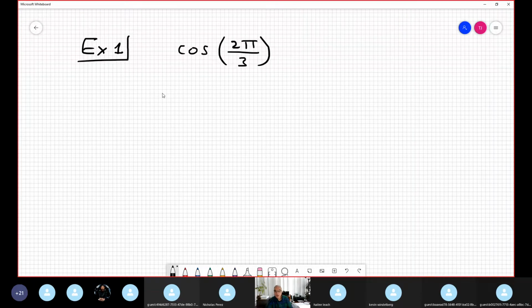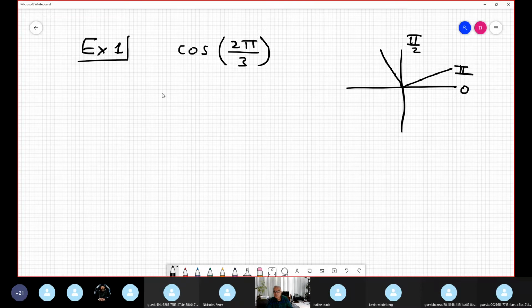2 pi over 3 lies in what quadrant? The second. In the second, very well. In the second quadrant. Remember, this is 0. This is pi over 2. This is pi over 6, which is 30 degrees. This is pi over 4, which is 45 degrees. This is pi over 3, which is 60 degrees. And 2 pi over 3 is equivalent to 120 degrees. So it's in the second quadrant. This is my theta. Therefore, my alpha is this.